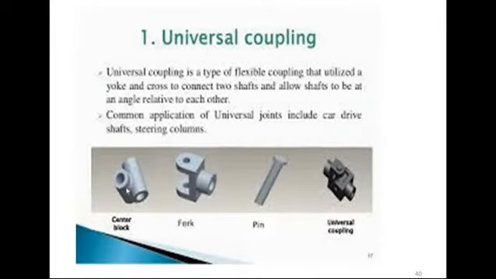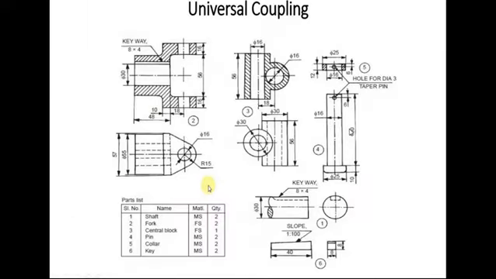Now these are the 3D parts of the universal joint. You will see here, this is a center block, this is a fork, this is a pin, and this is the assembly of the universal coupling. These are the two groups we require to join together so that we can transmit motion from one shaft to another shaft. I will show you here the details about the universal coupling.